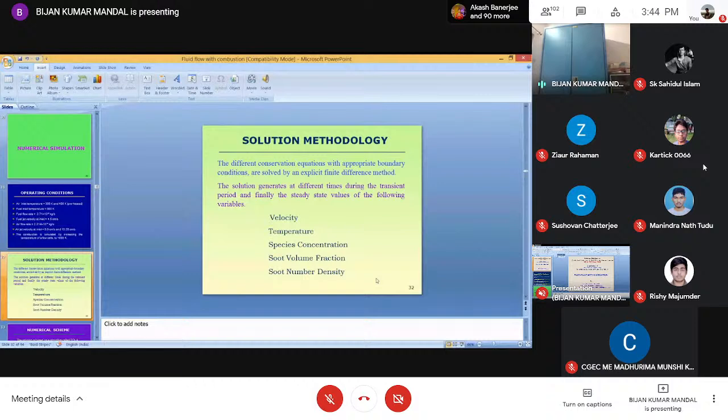Now, how will we solve this? There are several methods in computational fluid dynamics. One of them is called the finite difference method. There are explicit and implicit. So we use that explicit finite difference method. Of course, there are finite volume methods and there is also the finite element method. And finally, it will generate the following variables which are important for our analysis. That is the velocity, temperature, species concentration, and two terms for soot, that is the soot volume fraction and soot number density.